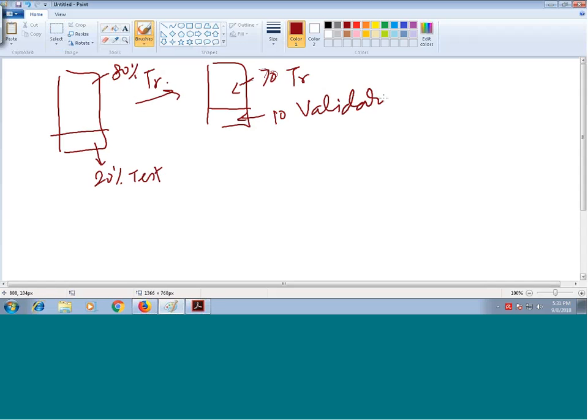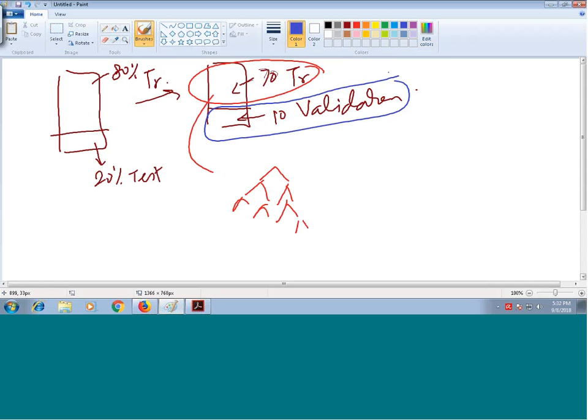What do I mean? You use this data to build the tree. So you have built some tree. Then you use the second database, the validation database, and see what the accuracy is. You find that on the training database the accuracy was 100%, but on the validation database it was only 70%. So you try to see what the accuracy is if you cut this part.